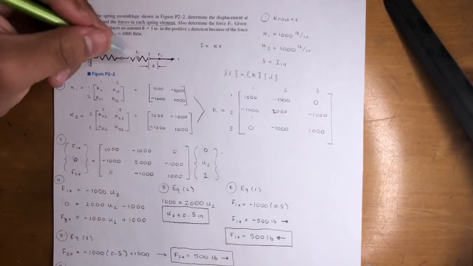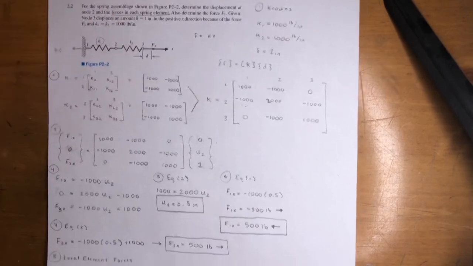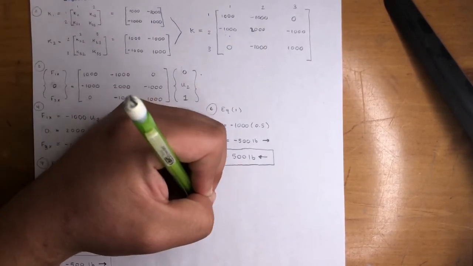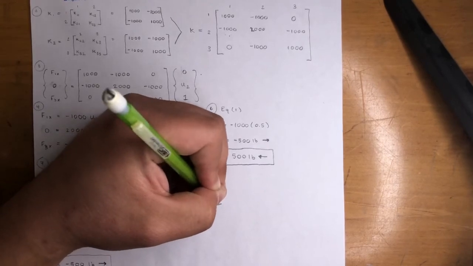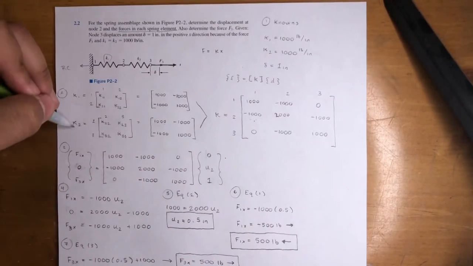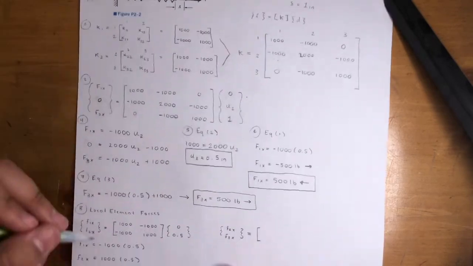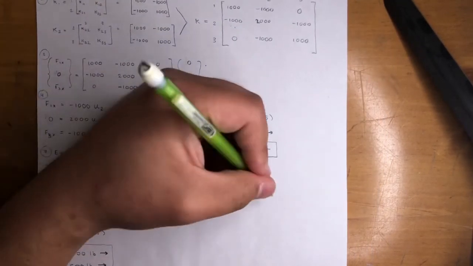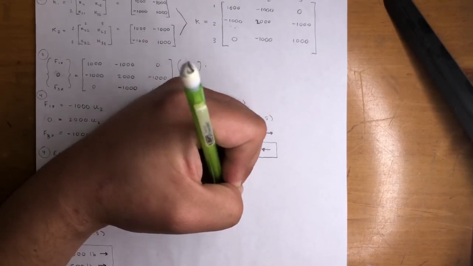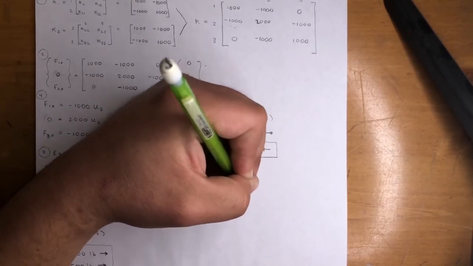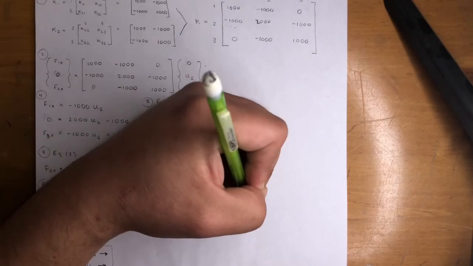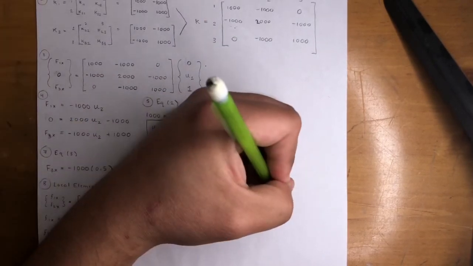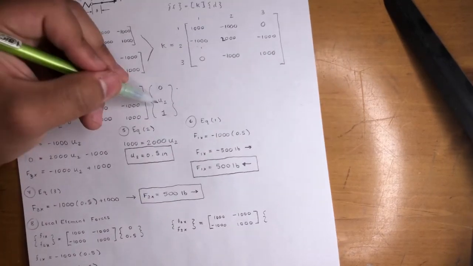F2x, right? Because it's between nodes 2 and 3. So F2x, F3x equals the stiffness matrix for number 2. And in this case, they're the same, but that will not always be the case, just FYI. So 1,000, negative 1,000, negative 1,000, 1,000, right? Times the displacement vector. In this case, it's U2, U3.